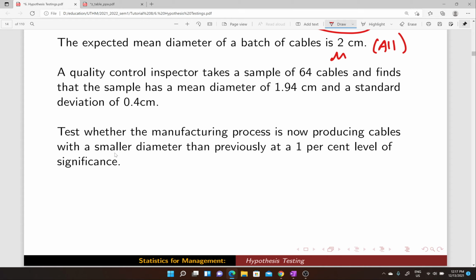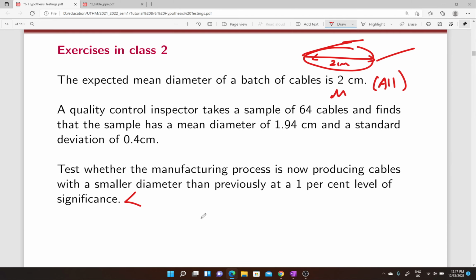So now we want to test whether it is smaller. Initially what is our claim? Initially our hypothesis is that each cable's diameter is 2 cm, and then the inspector takes 64 cables and finds that the diameter is 1.94 cm. Can we conclude that each and every cable is now smaller than 2 cm, because 64 cables give us 1.94?